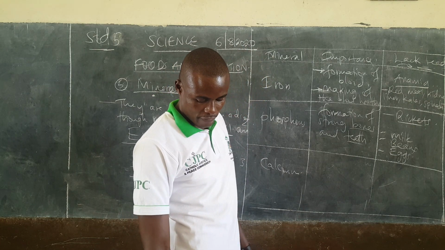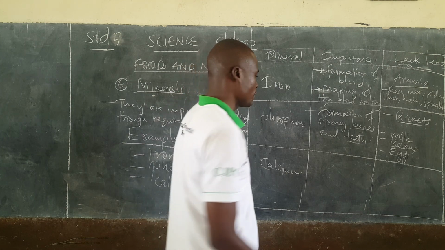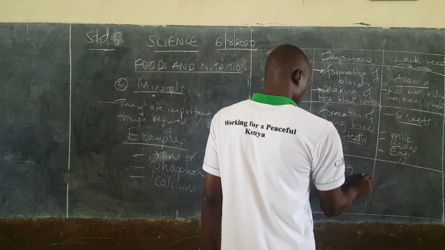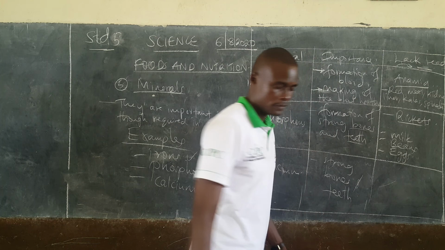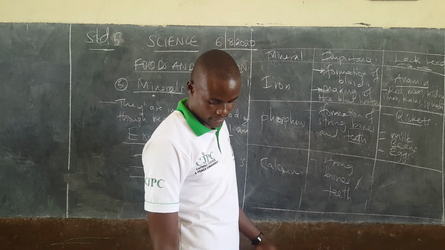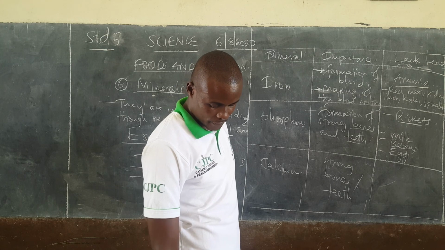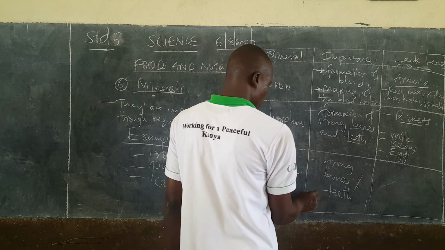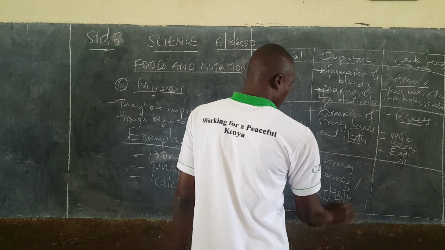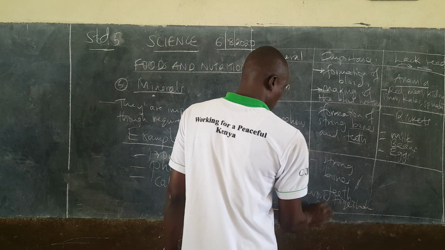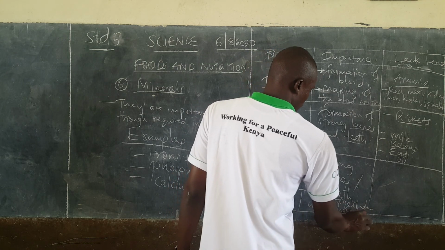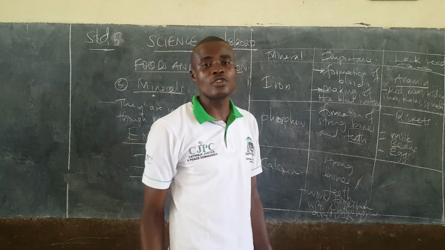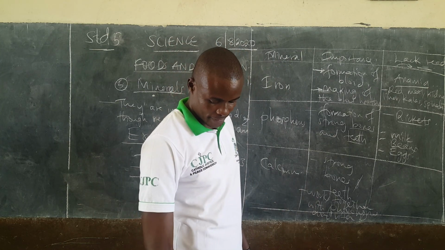And then lastly, it comes to calcium. Calcium is also important in the body for the formation of strong bones and teeth. It works together with phosphorus and vitamin D. We mentioned that vitamin D is also good for strong bones and teeth.